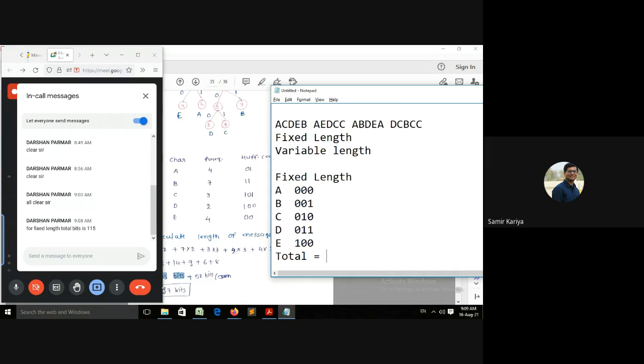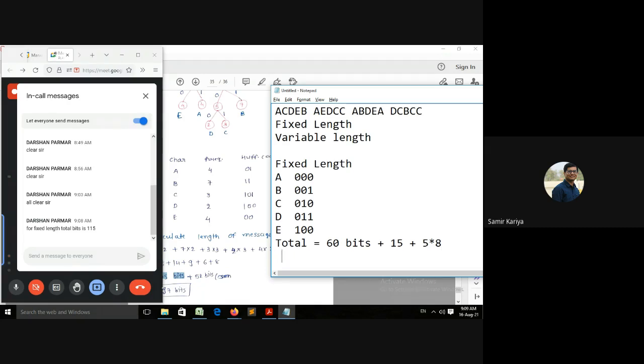So 3 into 20, that's 60 bits for the message, plus this table. So 3 into 5, that's 15 bits, plus 5 into 8. Total 115, that's fine, correct. That's for the fixed length. Now try to find out the variable length.